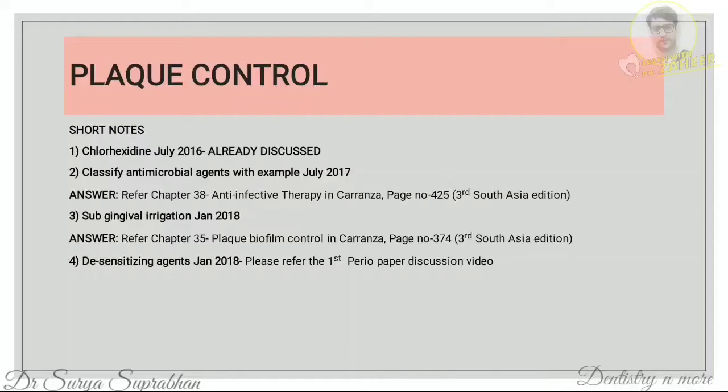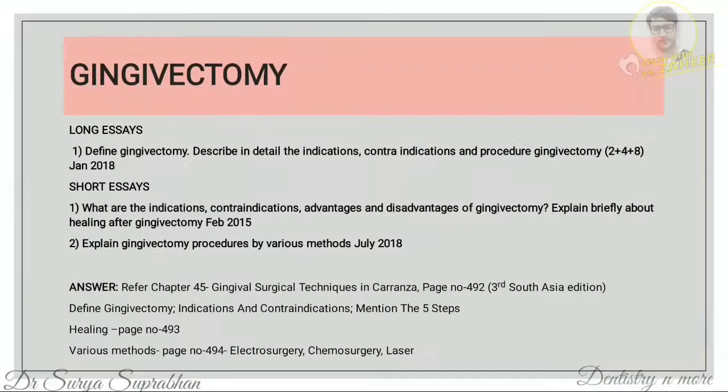Then desensitizing agents I have already discussed in paper 1 in the perio first discussion video. Moving on to the next question, that is gingivectomy. So define gingivectomy, describe in detail the indications, contraindications and procedure. And then the next question is indication, contraindication, advantage, disadvantage in healing. Whereas the third question is explain the gingivectomy procedures by various methods. So for all together I will give a single reply.